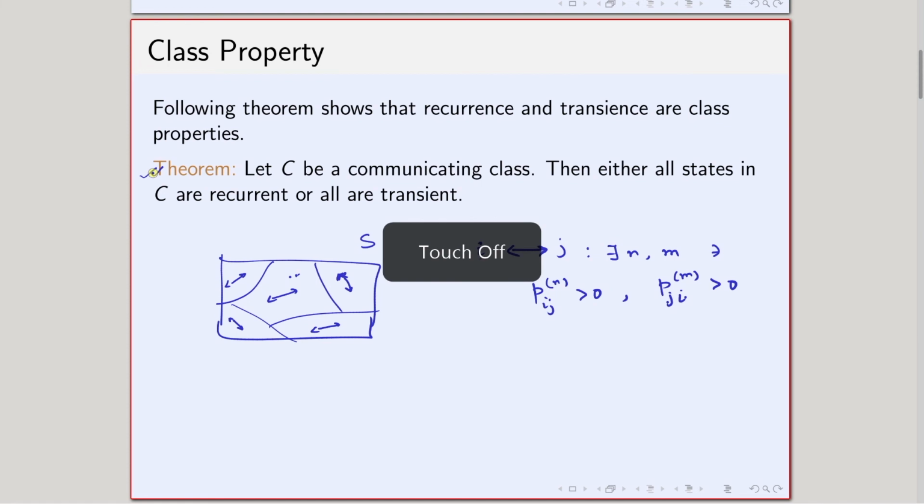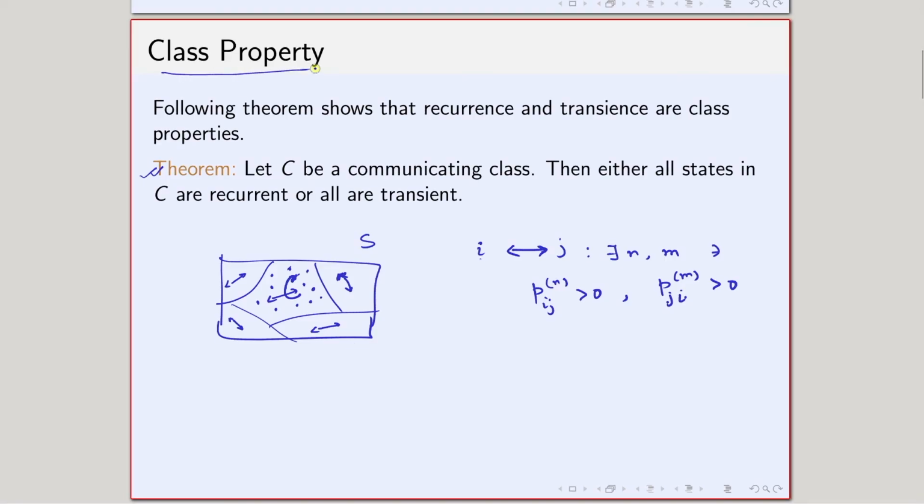The theorem tells us that if C is a communicating class, then either all states in C are recurrent or all are transient. There cannot be any communicating class in which one state is recurrent and another state is transient. The only possibility is that in a communicating class all the states are of the same type, either all recurrent or all transient, and that is why this particular property is called a class property.